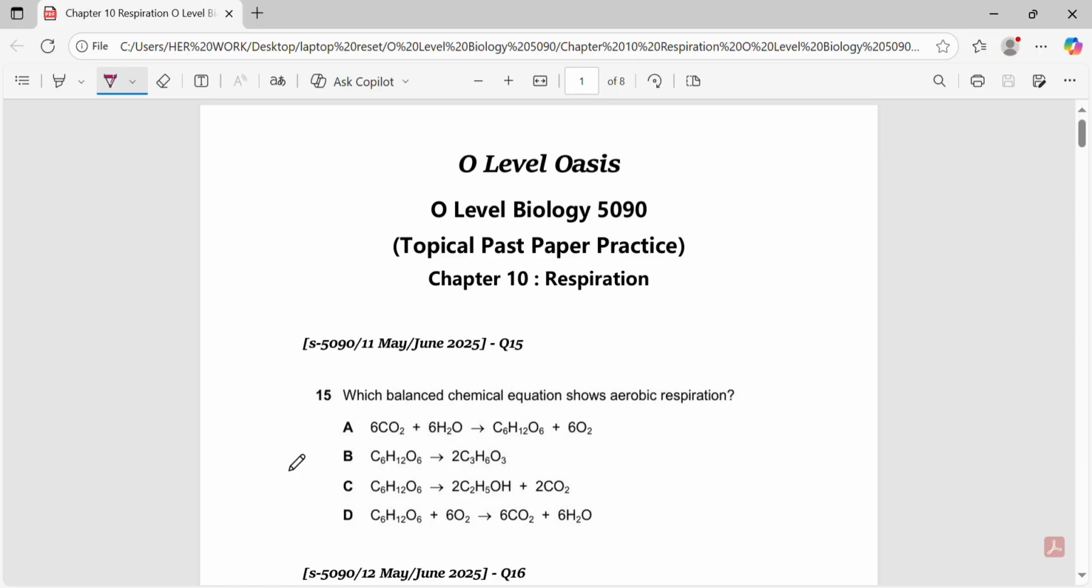When we compare the options, we see that option A represents photosynthesis, option B is not a standard respiration equation, and option C describes fermentation in yeast. Only option D matches the correct equation of aerobic respiration. Therefore, the correct answer is D, so this is the correct option.